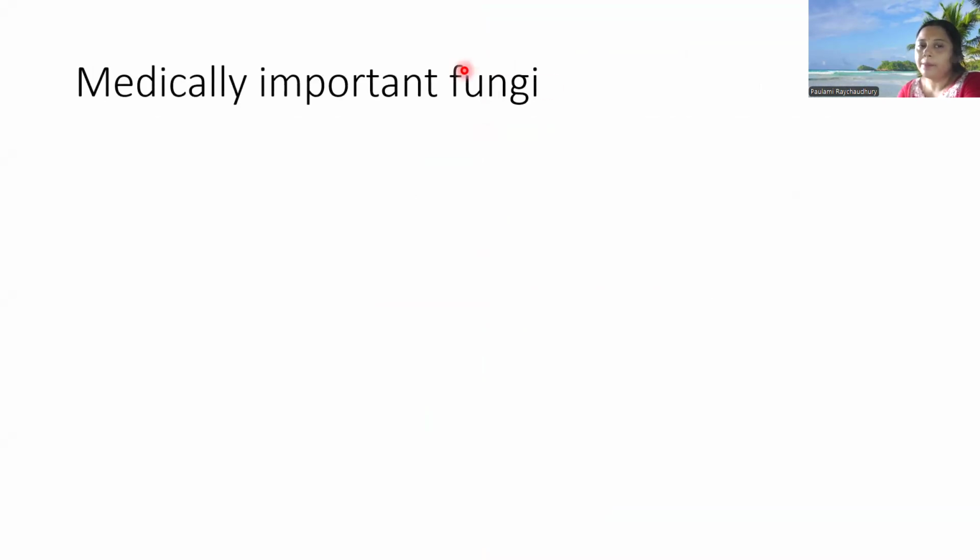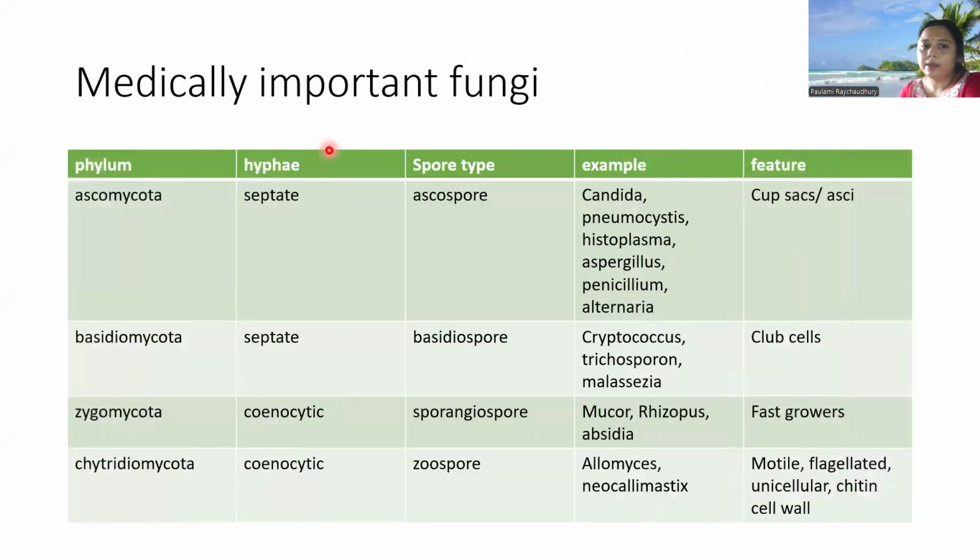The first recap of the medically important fungi: Ascomycota, Basidiomycota, previously Zygomycota, and Chytridiomycota. So this is a chart. Ascomycota have septate hyphae. Spore type is ascospore. Examples: Candida, Pneumocystis, Histoplasma, Aspergillus, etc. The main feature is they have cup-like sacs, which are called asci. Basidiomycota also have septate hyphae. Spore type is basidiospore, and examples are Cryptococcus, Trichosporon, Malassezia.